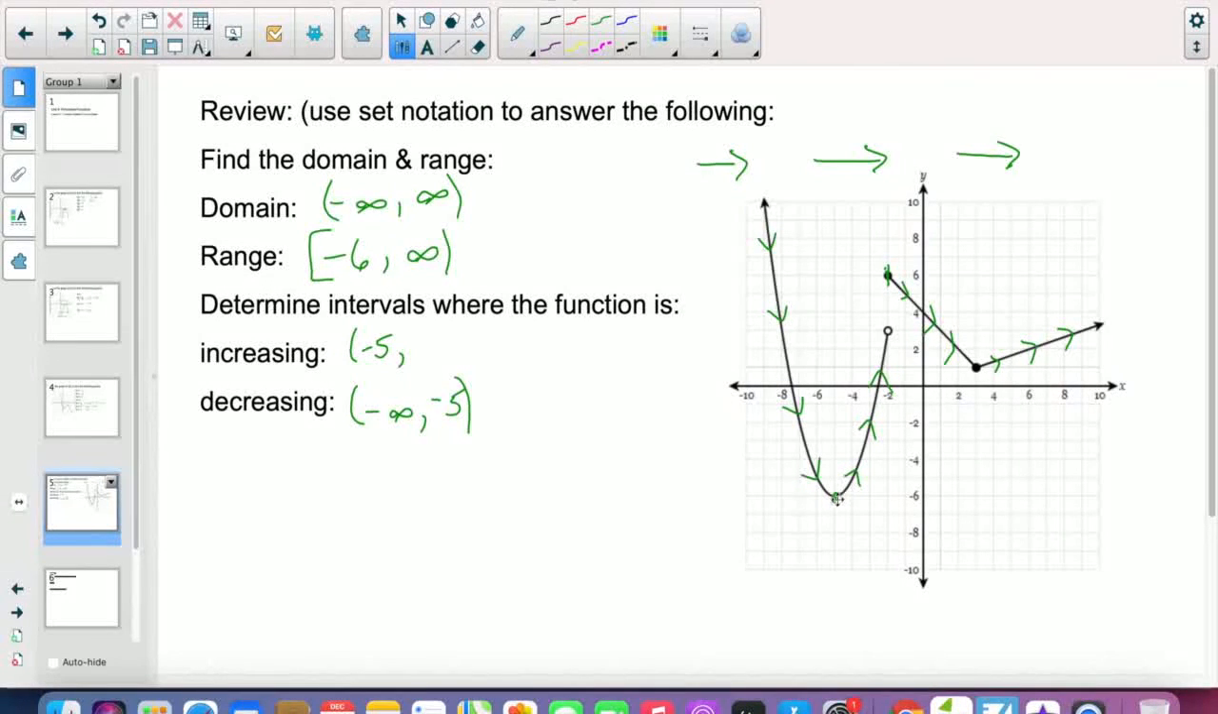And it's increasing from -5 until we get to the x value of -2. Since at -2, that's an open circle, it's not including -2. It's decreasing again from -2 until we get to 3. Since at -2 this is where the direction changes, we're not going to include the -2. And again, at 3, since that's where the direction is changing, we're not going to include the 3. It does continue to increase then from 3 to infinity. And again, anytime we use infinity, we use parentheses.